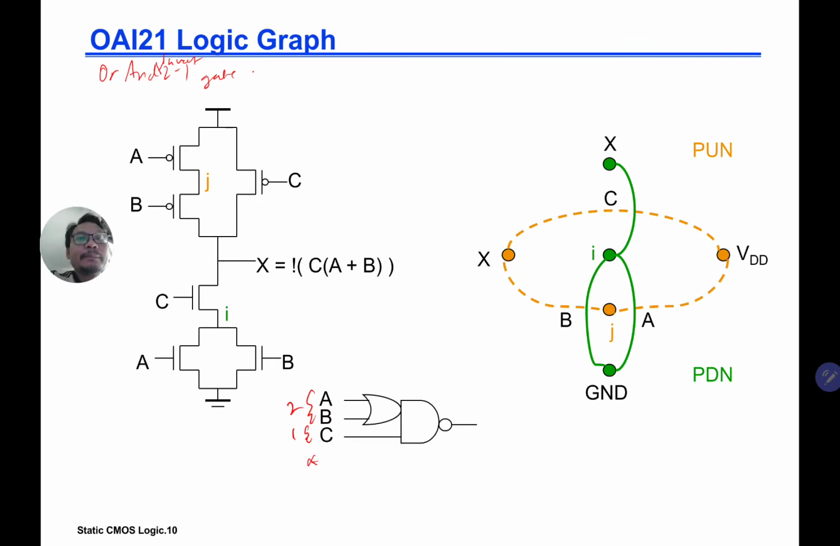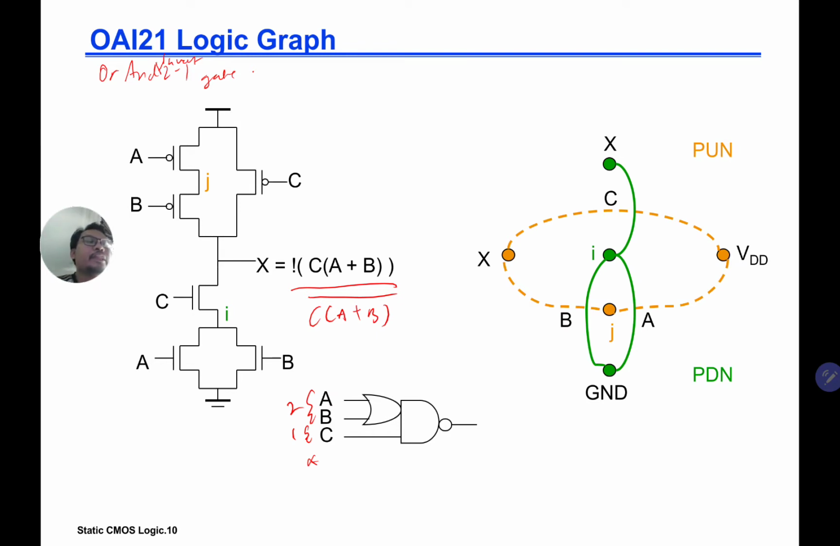OR and invert, so you can see it is A plus B. So it's actually C dot (A plus B), inverted. For A plus B, we have the parallel in the NMOS configuration and the series in the PMOS configuration. Then for C dot (A plus B), the C is in series with A parallel B for the NMOS, and for the PMOS, the C is in parallel with A and B in series.